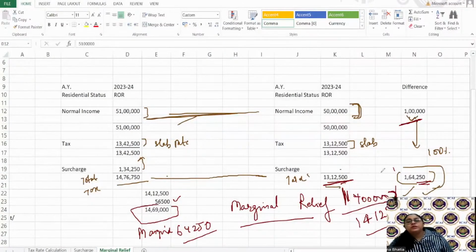Now, this situation will arise only when your income is marginally increasing. Like 50 से 51 हुआ, 51 point something. अगर 50 से 60 होगा, marginal relief का concept नहीं आएगा. Marginal relief concept would only come when your income increases marginally over the limit where the surcharge is applicable. So see again, एक बार I'll explain it again. You will understand. Just 1 second.